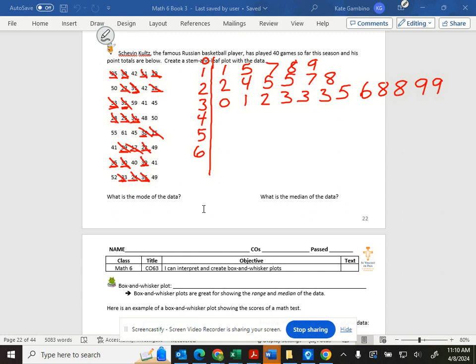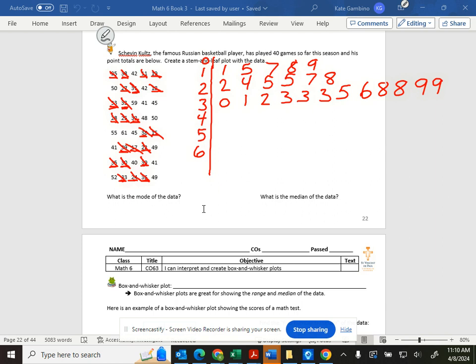Notice how I am crossing them off as I go in case I accidentally miss one. When I'm all done, they should all be crossed off. So if I miss one, it won't be crossed off and I'll have to go back and put it in where it belongs. So that's my way of double checking that I got all of my scores.